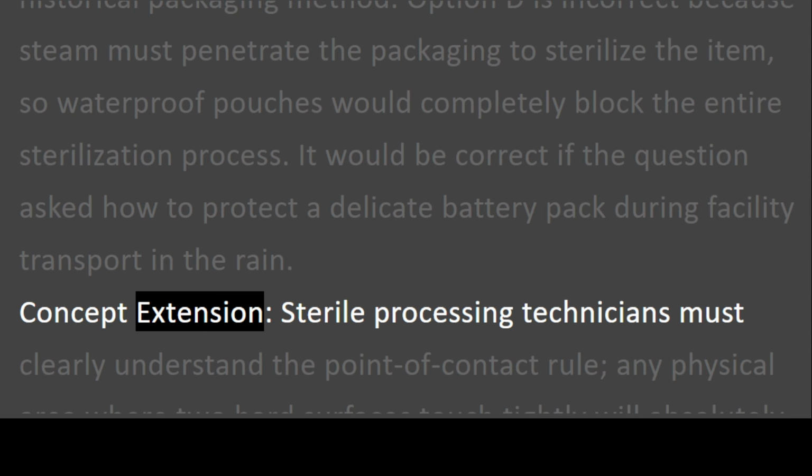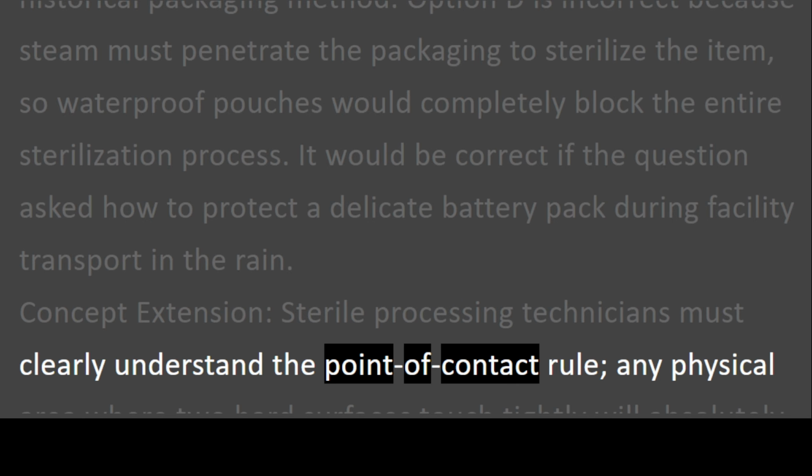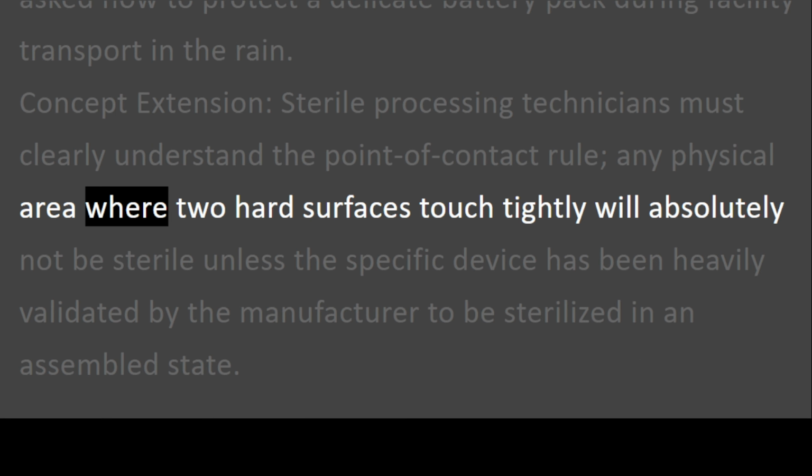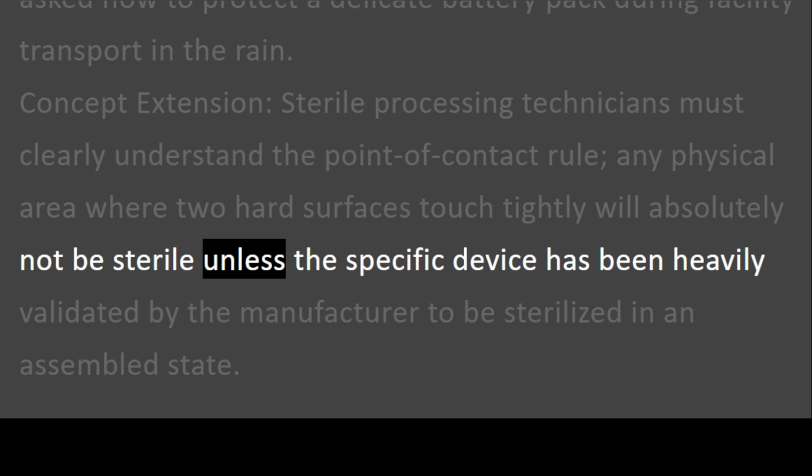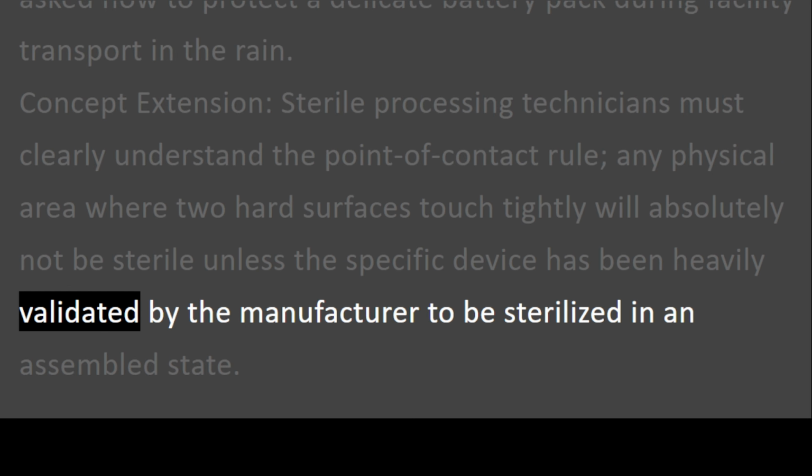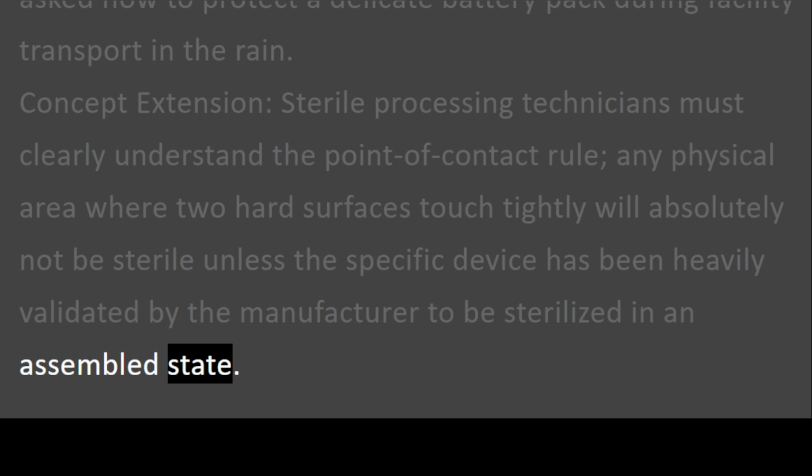Concept extension. Sterile processing technicians must clearly understand the point of contact rule. Any physical area where two hard surfaces touch tightly will absolutely not be sterile unless the specific device has been heavily validated by the manufacturer to be sterilized in an assembled state.